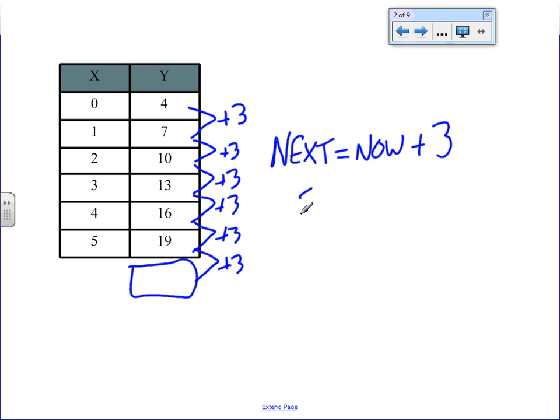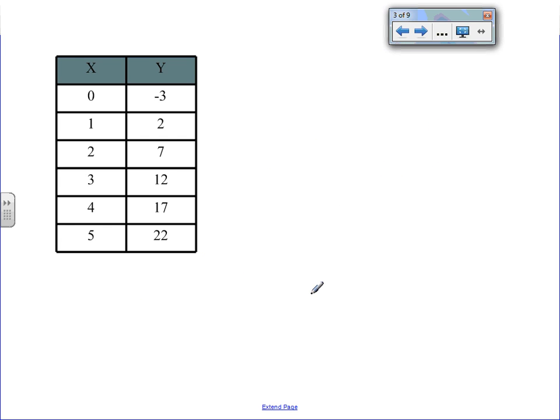What we also need to know is, where does this little chain start? And so we always have a start at, and the start at is 4. Start at goes with the 0 value. Next equals now plus 3, starting at 4. What are we doing? We're just adding 3 every time. We write the equation. How do we get the next number? Take the number I have now, add 3 to it. Is that right?